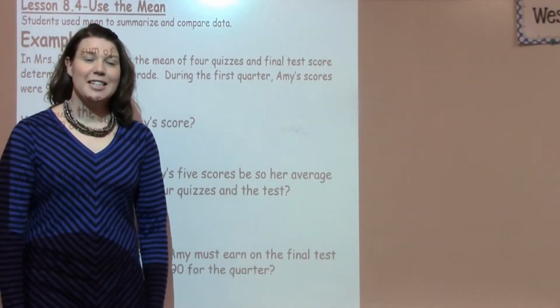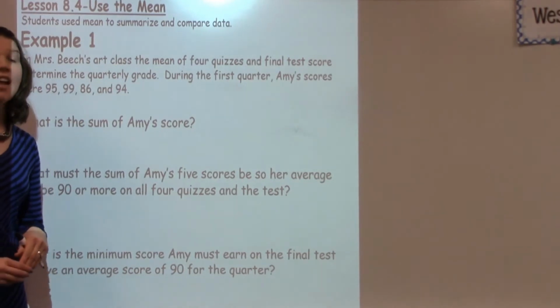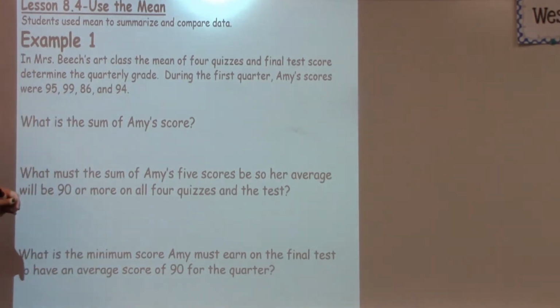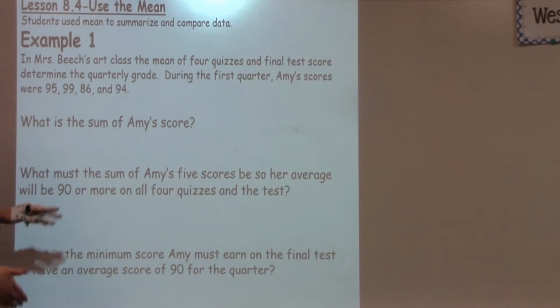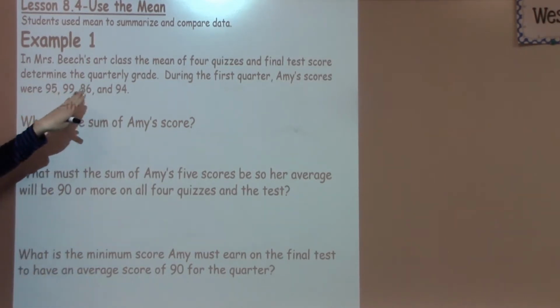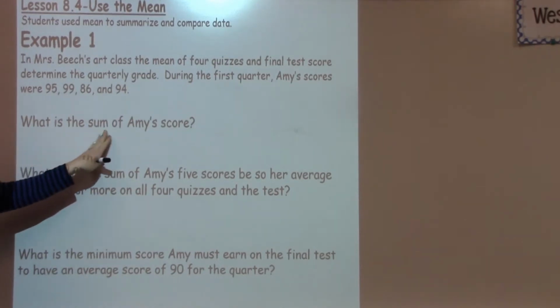Lesson 8.4. Today, in 6th grade, students worked with me and summarized and compared the data. Let's look at example number 1. In Miss Beach's art class, the mean of 4 quizzes and a final test score determined the quarterly grade. During the first quarter, Amy's scores were 95, 99, 86, and 94. What is the sum of Amy's scores?